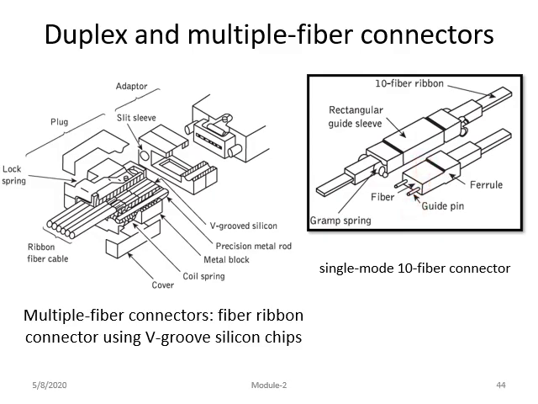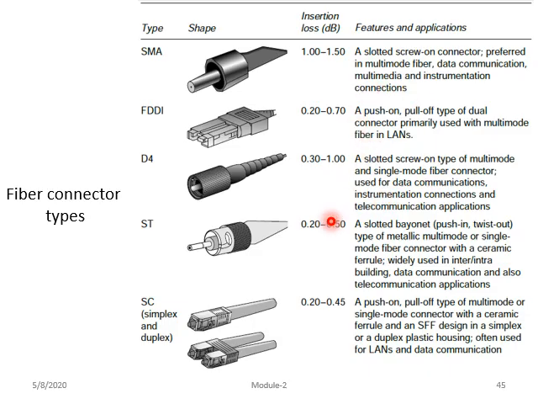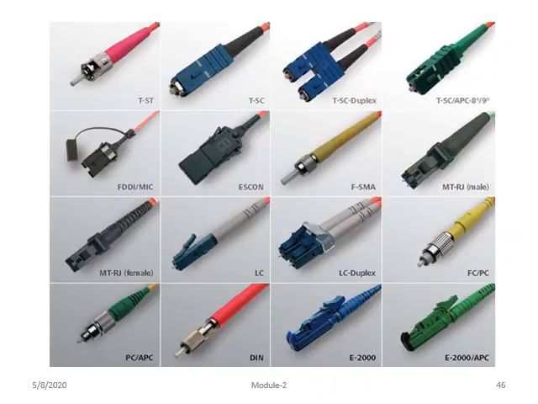So ferrule connectors again. These are the fiber connector types, different varieties like SMA, FDDI, D4, ST, and SC, which can be simplex or duplex also. We have different fiber connector types, ST or SC, simplex or duplex connections. You can see how real-time connections or shapes are shown with respect to fiber connectors. These are the real images of all the different types of fiber ends or connectors by which one fiber end can be connected to another fiber end.